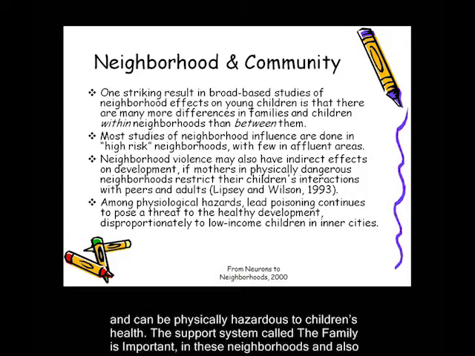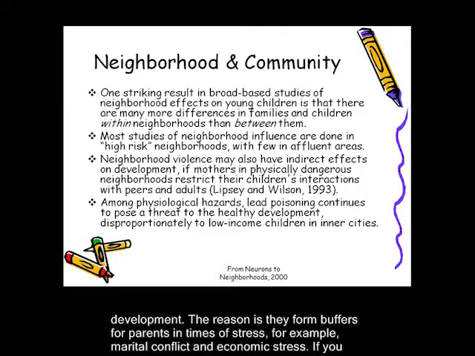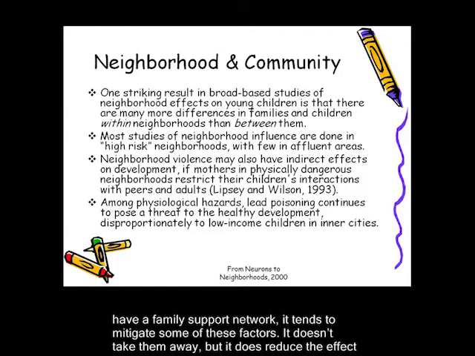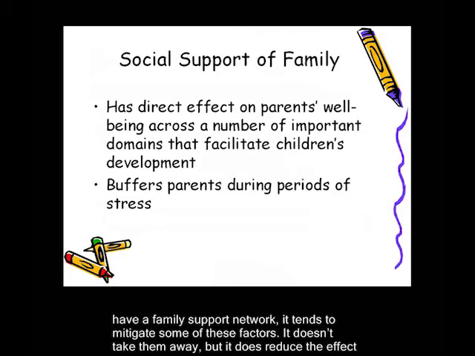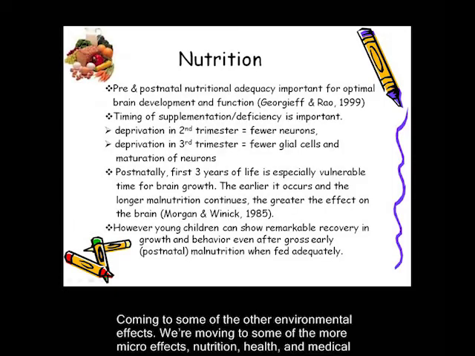The support system for the family is important in these neighborhoods and also extended families outside of these neighborhoods. The more supported families are, the greater the influence on child's development. And the reason is they form buffers for parents at times of stress, for example, marital conflict, economic stress. If you have a family support network, it tends to mitigate some of these factors. It doesn't take them away, but it does reduce the effect that it has, because you can have a child who goes to an extended family member for respite and therefore reduce opportunity for exposure to conflict in a family.